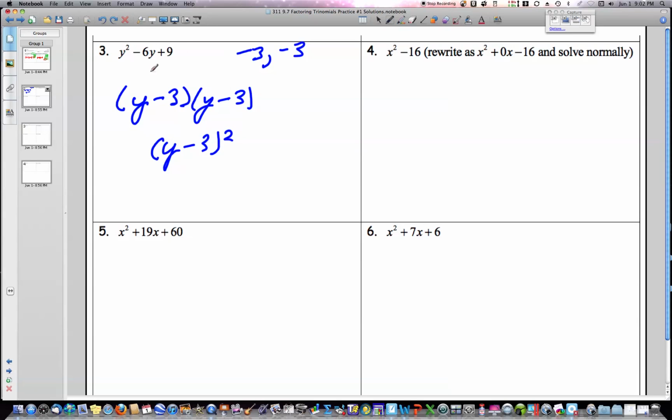Now this is actually a special form because the solution could be written as y minus 3 squared. We say that this is a perfect square trinomial.